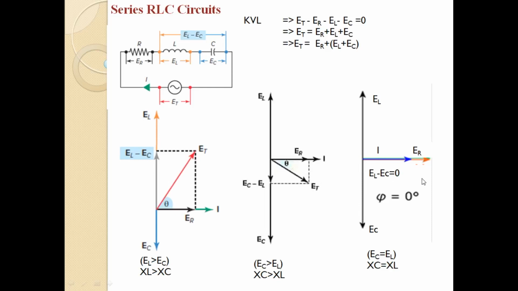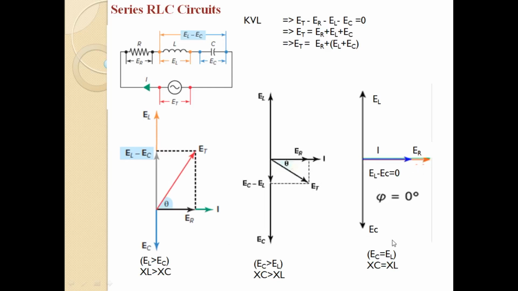In that case the total applied voltage will be ER, because EL plus EC will be 0 in this case because they are opposing each other, and the resulting current will be in phase with the applied voltage. That is what is shown in this phasor diagram. Here you can see that the total applied voltage ET is along the direction of ER.